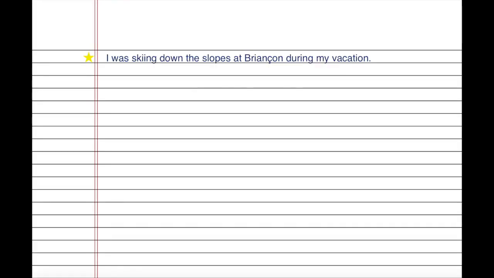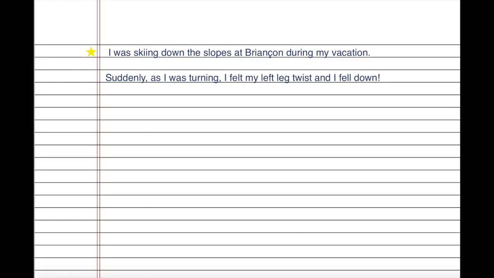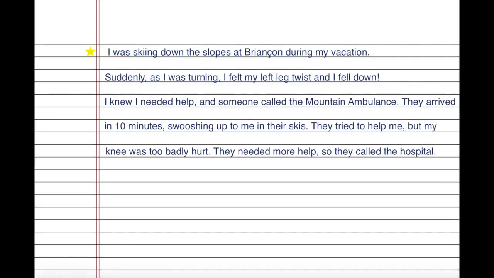I'll start writing here next to my yellow star. I was skiing down the slopes at Briançon during my vacation. Suddenly, as I was turning, I felt my left leg twist and I fell down. I knew I needed help, and someone called the mountain ambulance.